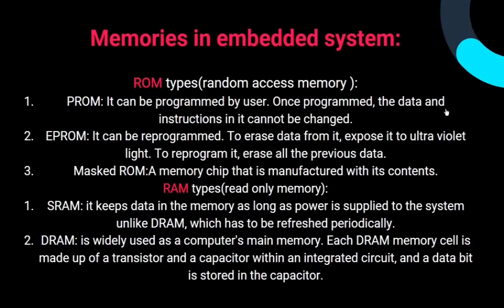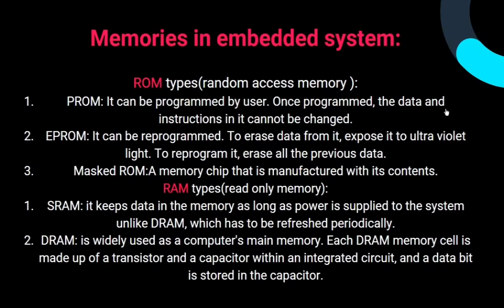So what are the various memories in the embedded system? The basic memories are read-only memory, which is the ROM, and random access memory, which is the RAM. The ROM is divided into PROM, which is the programmable read-only memory. It can be programmed by the user. Once programmed, the data and instructions in it cannot be changed. Then comes the EPROM, which is the erasable programmable read-only memory. It can be reprogrammed: to erase the data from it, expose it to ultraviolet light, and to reprogram it, erase all the previous data. Then comes the masked ROM, a memory chip that is manufactured with its contents.